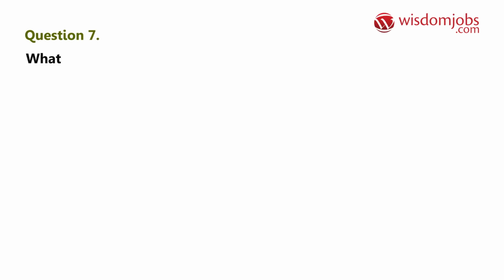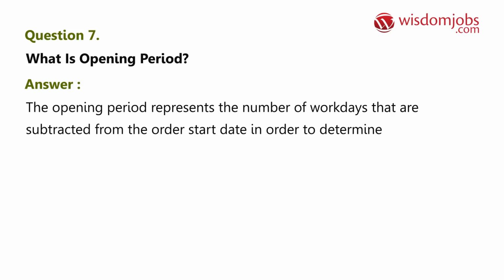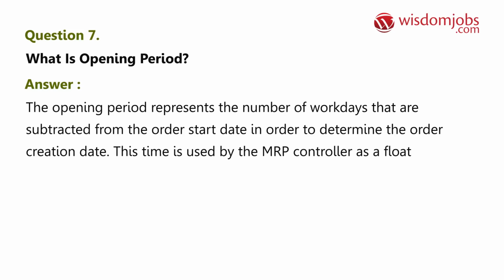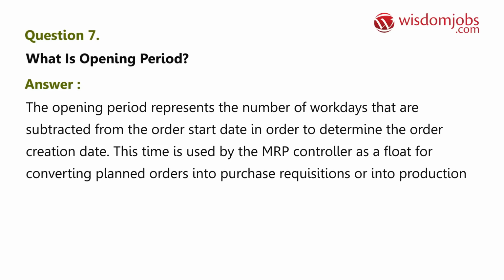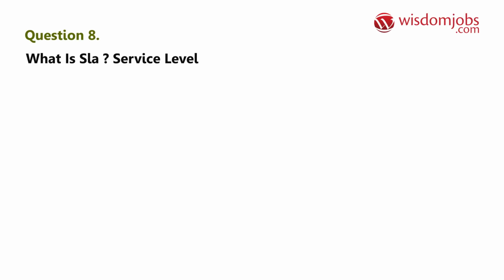Question 7. What is opening period? Answer. The opening period represents the number of workdays that are subtracted from the order start date in order to determine the order creation date. This time is used by the MRP controller as a float for converting planned orders into purchase requisitions or into production orders.